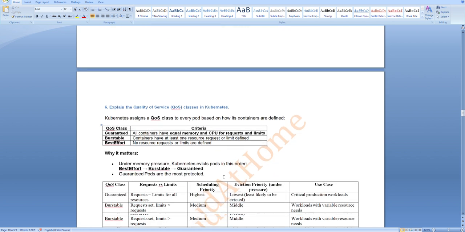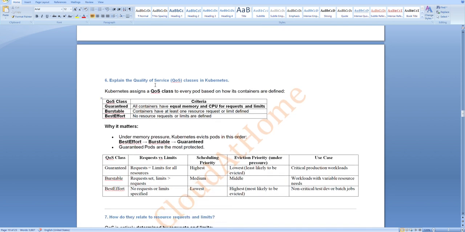This is important. Now, what is quality of service? This can also be asked in your interview questions. Kubernetes assigns a quality of service to each pod based on how the containers are defined. Quality of service can be of three types: Guaranteed, Burstable, and BestEffort. What is Guaranteed? All containers have equal memory and CPU for request and limit.